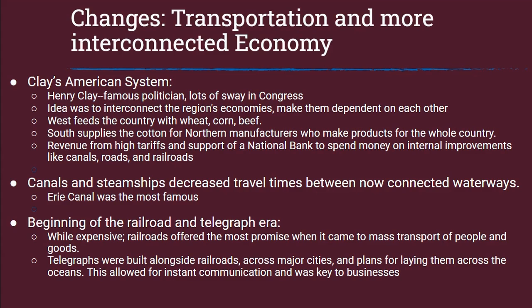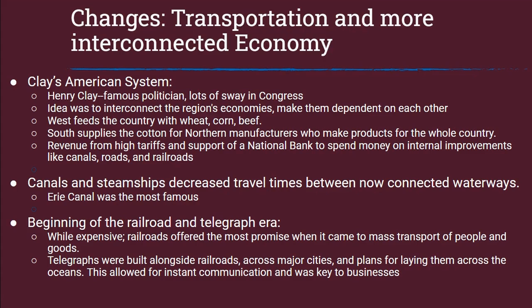Another key aspect was building the infrastructure to make this possible. To do this, the government would need revenue, so Clay proposed high tariffs to both protect American manufacturers and raise revenue for infrastructure projects. He also supported a national bank that could provide loans to states and corporations to build canals, roads, and railroads. The bank and tariffs were incredibly controversial, which led to many political battles, but I will cover that in a different video about the Whigs and Jacksonian Democrats.